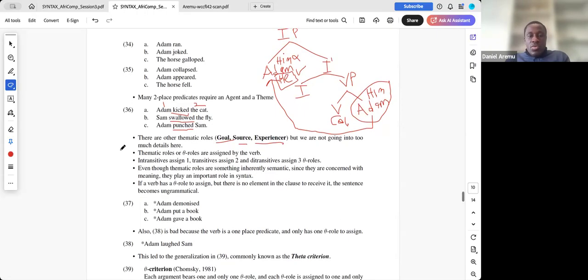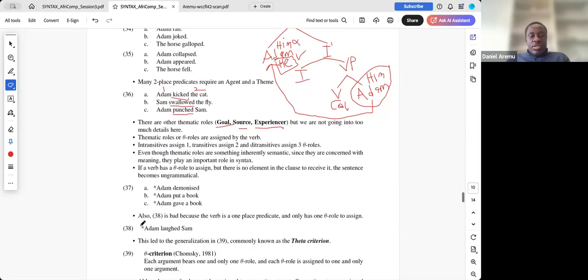All right. So theta roles are assigned by the verb, like we've seen. Not all of them, but we know that many of the theta roles, like agent, like the theme, are assigned by the verb. And intransitive, is there a question in the chat?